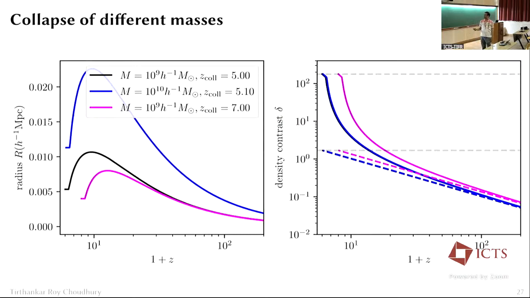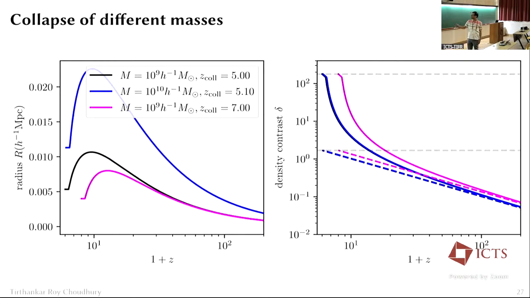I have also taken another one which has the same mass as the previous one, but it collapses earlier. So you see it collapses earlier. It doesn't go to as high a radius as the other one goes, and it collapses here. So these are fine. These are solutions to the equation. What is interesting are the plots of the density contrast. Okay. So first you look at the blue one. This was the density contrast I plotted.